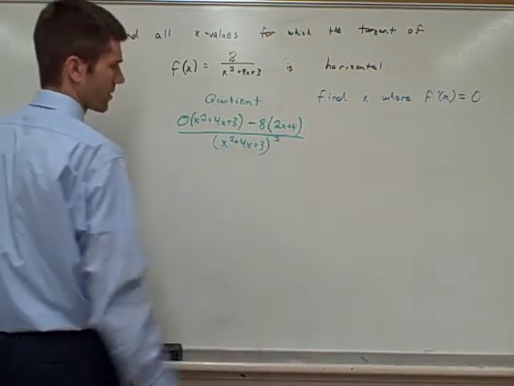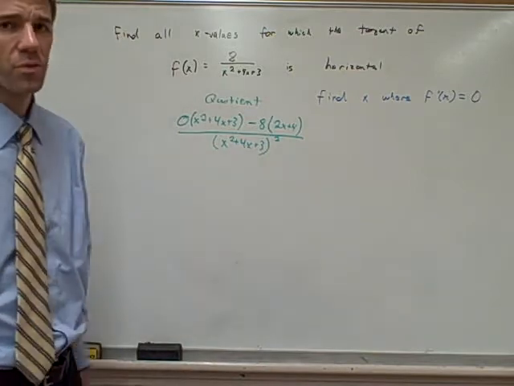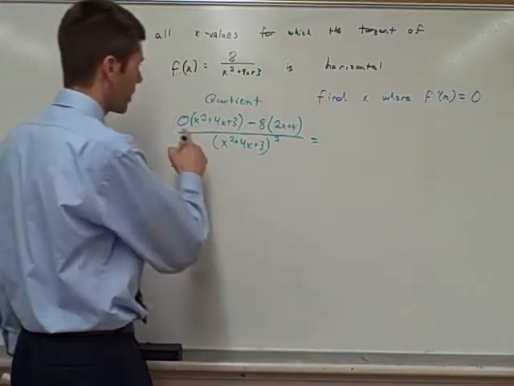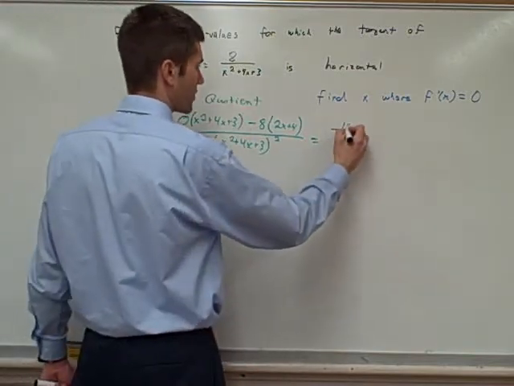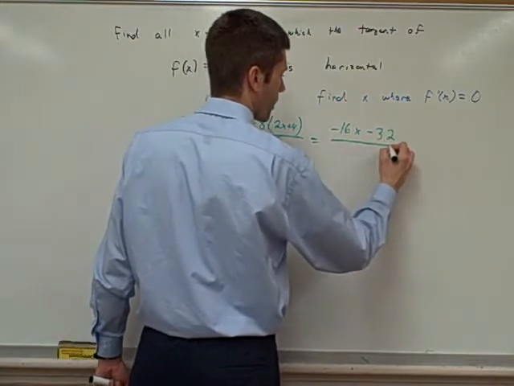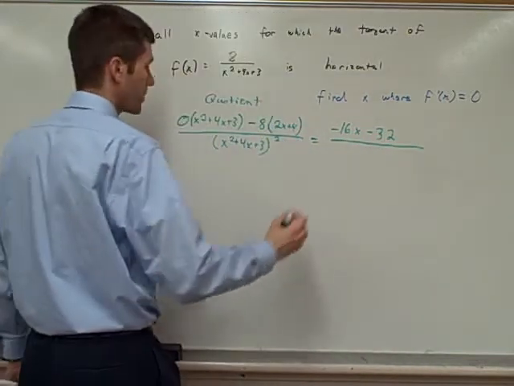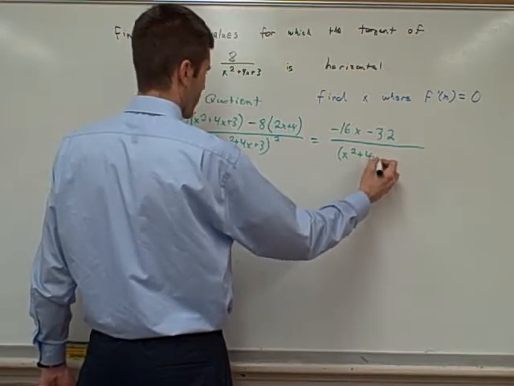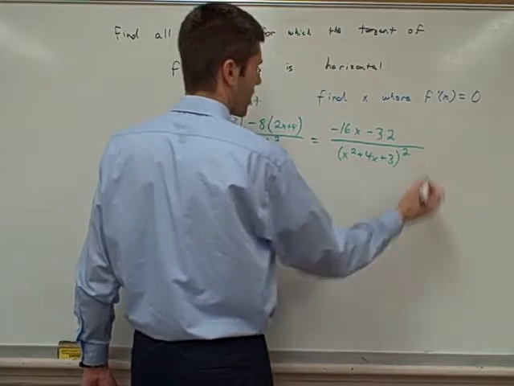Don't you dare multiply that out. That's not foiling, that's torture. Okay, 0 times that is gone, so we have negative 16x minus 32, divided by all this mess right here. It's just one awful mess.